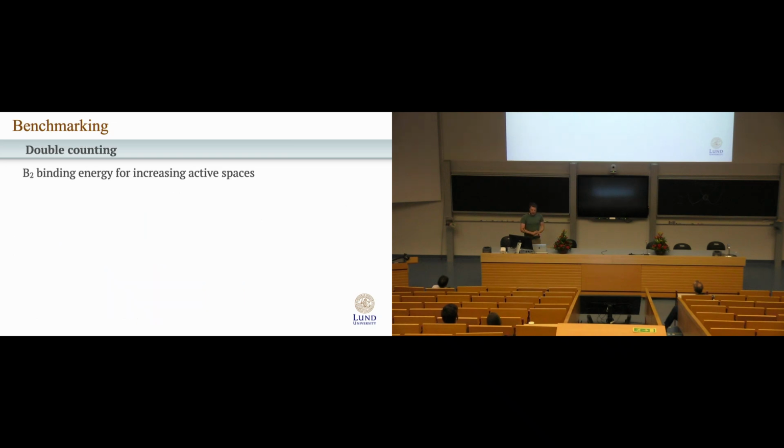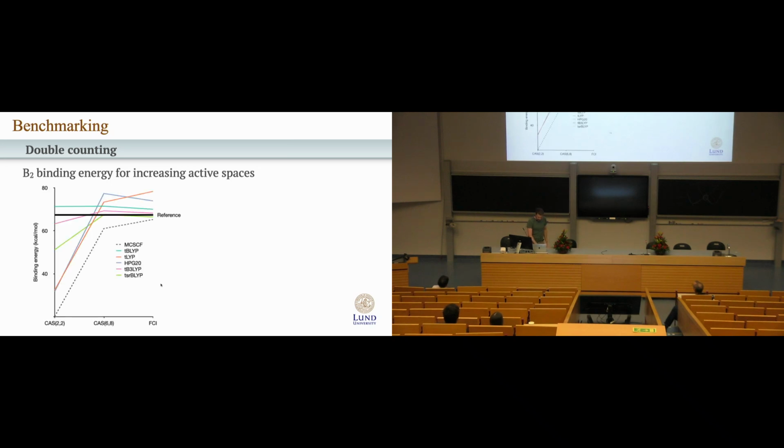For double counting, I took a small molecule where I can increase the active space to full CI, and I took the B2 binding energy. B2 is also nice because it actually has strong correlation too. I think I need to go a bit quicker here, but you can see that MCSCF, as you increase the active space, goes towards the reference, not fully because it's only double zeta, but it gets close. And there is very strong active space dependence. On the other hand, the translated B-LYP, so the pure DFT, has basically no active space dependence at all. It's the same result all the time, but it slightly overbinds.